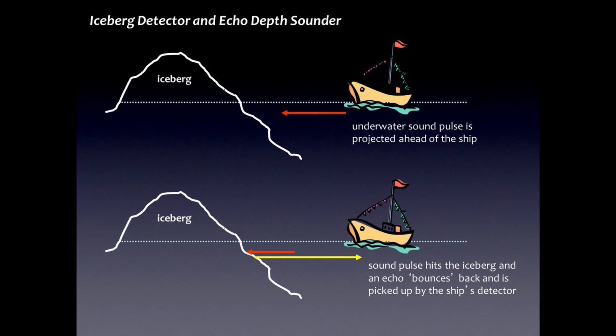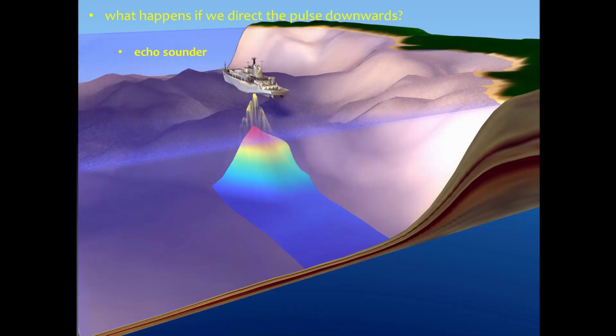And from that, they're able to determine the distance to the iceberg and what is underwater and if it is a danger. So then the next question is, what happens if you take that pulse, instead of directing it outwards from the front of the ship, direct it downwards? And what you see here now is you'll still get the same thing happening.